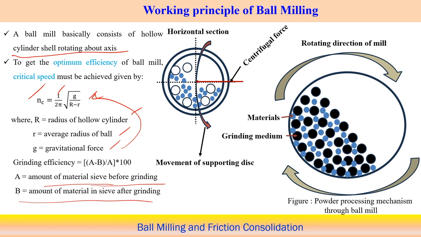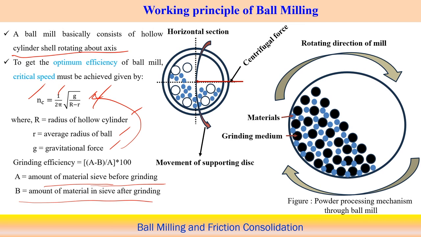Here you can see that in the ball milling operation the balls can be considered as a grinding medium, and then we look into how effectively the balls can be utilized and measure the grinding efficiency. If you want to achieve very good grinding efficiency, of course we have to consider what critical speed can be utilized for one particular ball milling system. We already mentioned that the critical velocity depends on the radius of the cylinder and the average radius of the ball. Both contribute to what critical velocity can be achieved using this ball milling system.